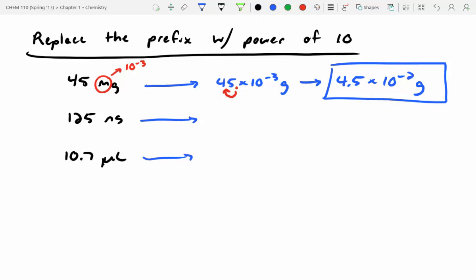Is that supposed to be N? The which one? Is that 125 N or N? N? Yeah, sorry. Oh, that's just an N? Yep. So nanoseconds.